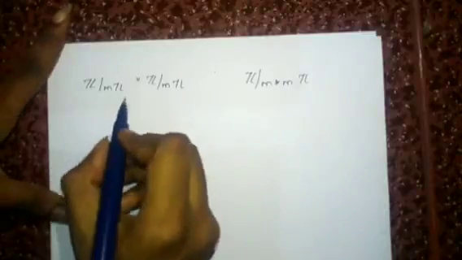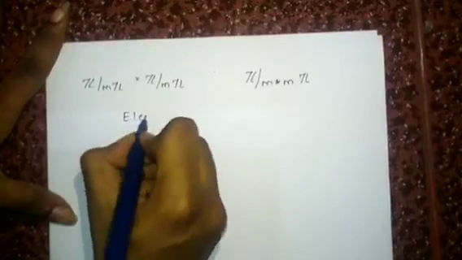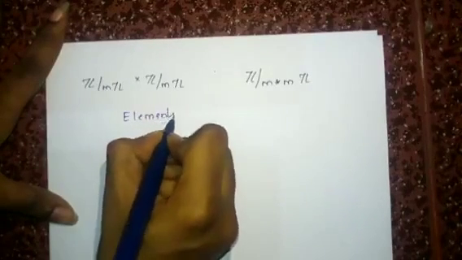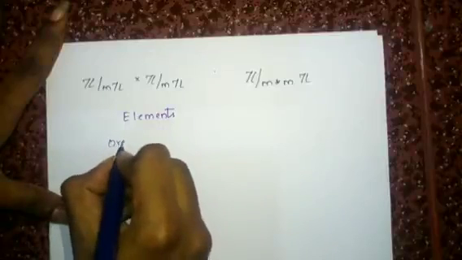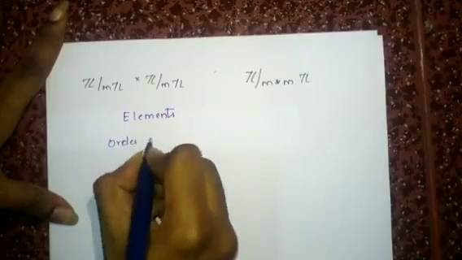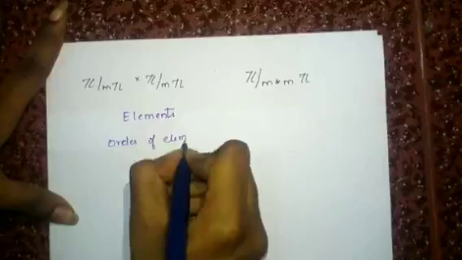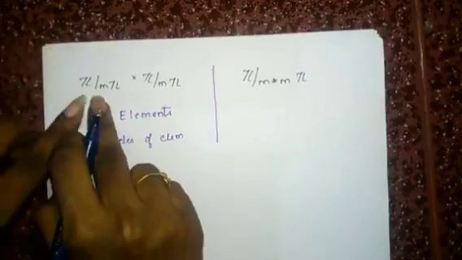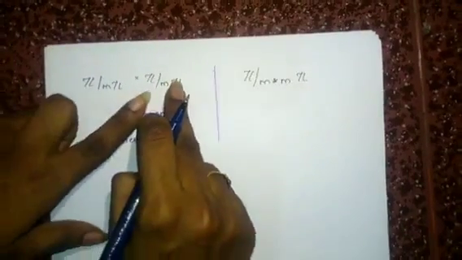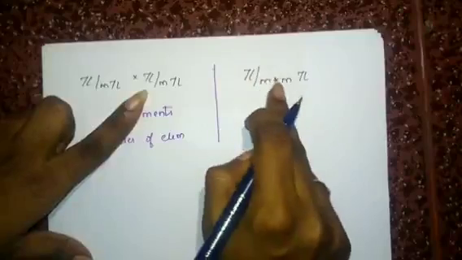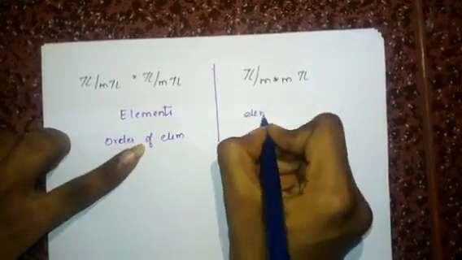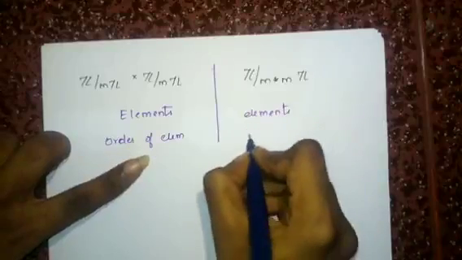Hello friends, in today's class we will be seeing the elements and order of elements in Z modulo mZ cross Z modulo mZ and Z modulo m squared, that is m into m Z. These two are the same or not. We are going to see that.